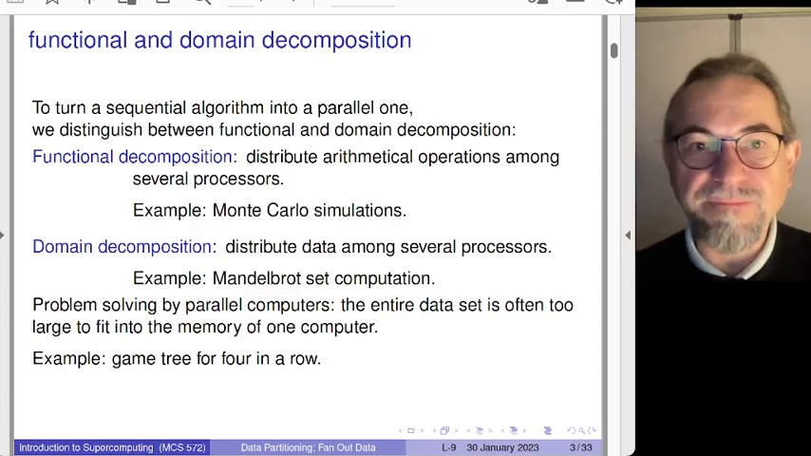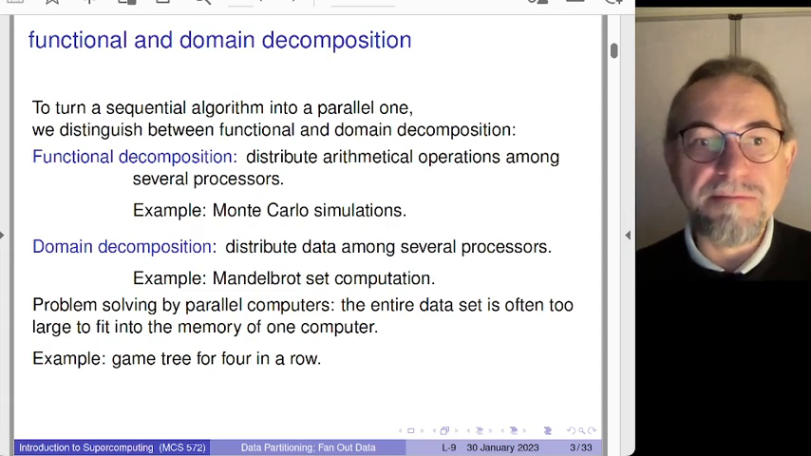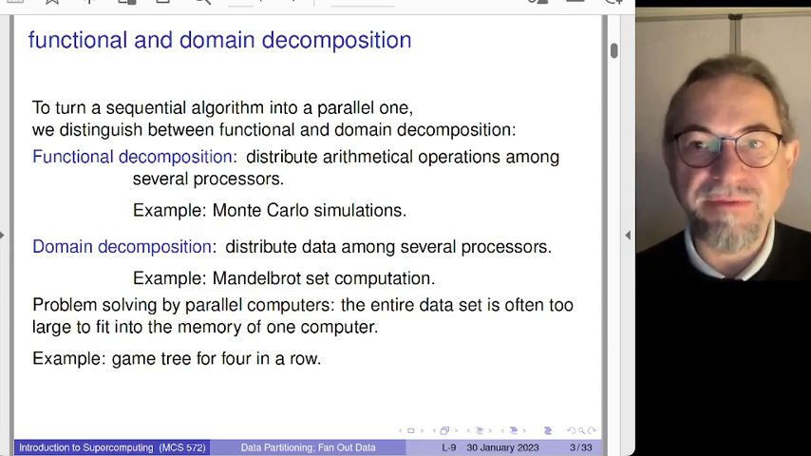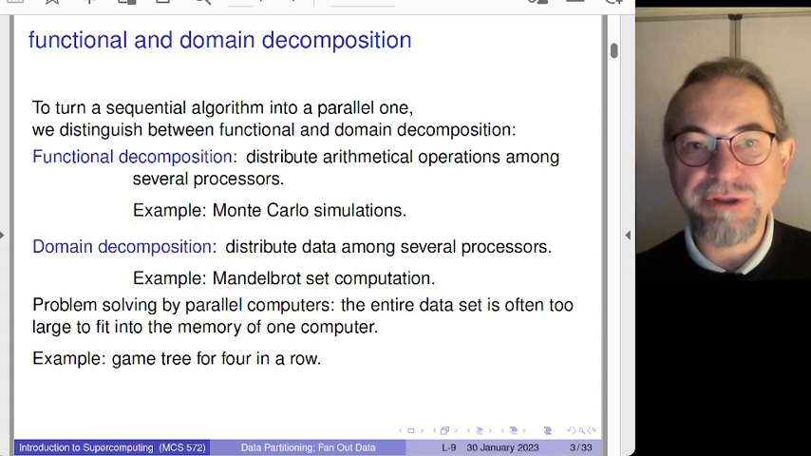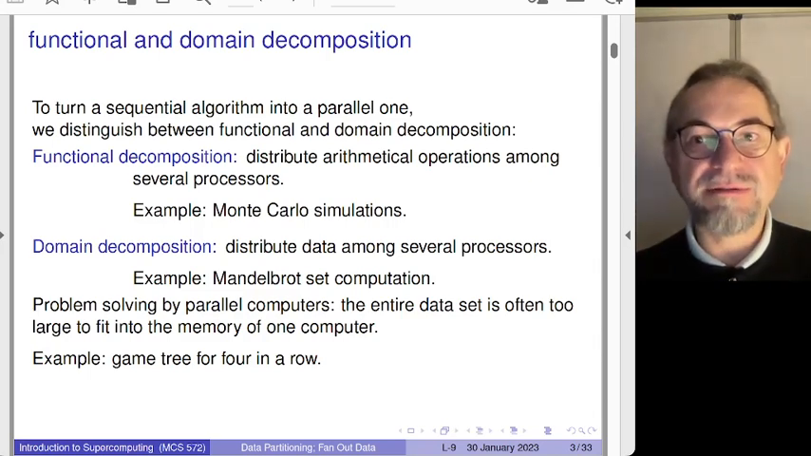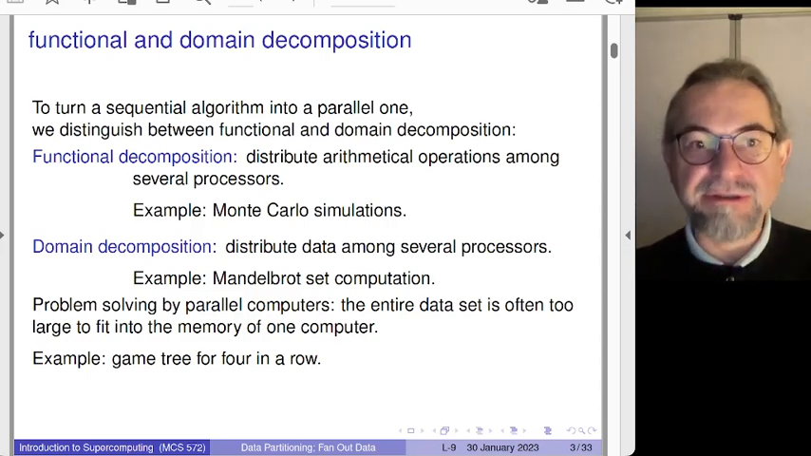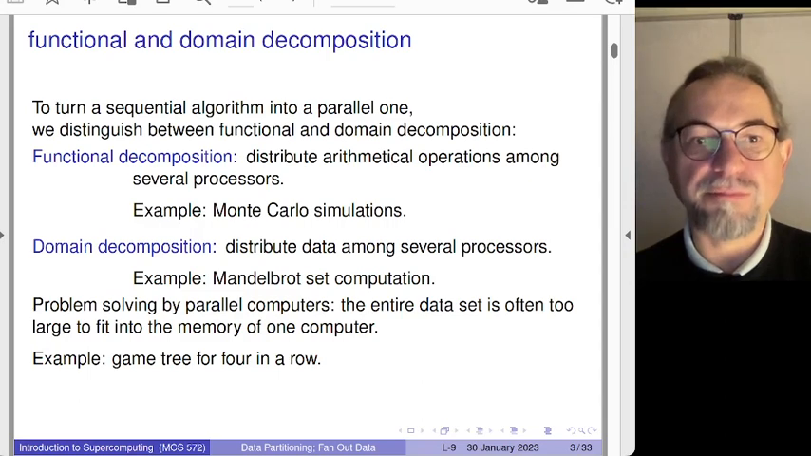Okay, when we want to think of making parallel programs, there are two main techniques. So one can think of the functions one executes, or one can be data oriented. One can distribute and decompose the functions. So we have seen Monte Carlo simulations. One runs a large number of random samples, and one does something with these random samples. So what one does with the samples gets distributed among several processors.